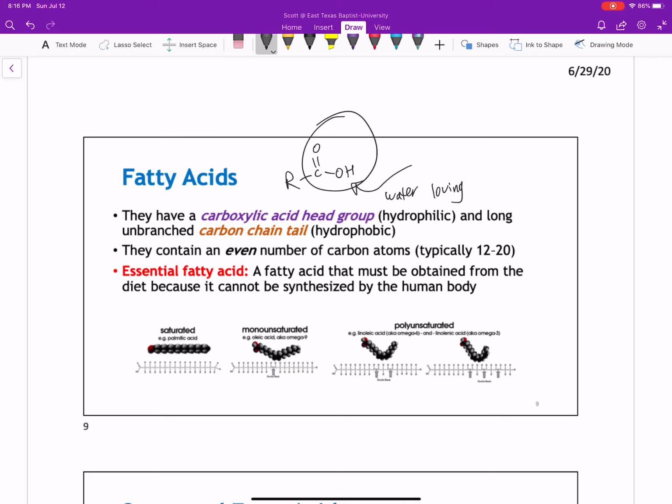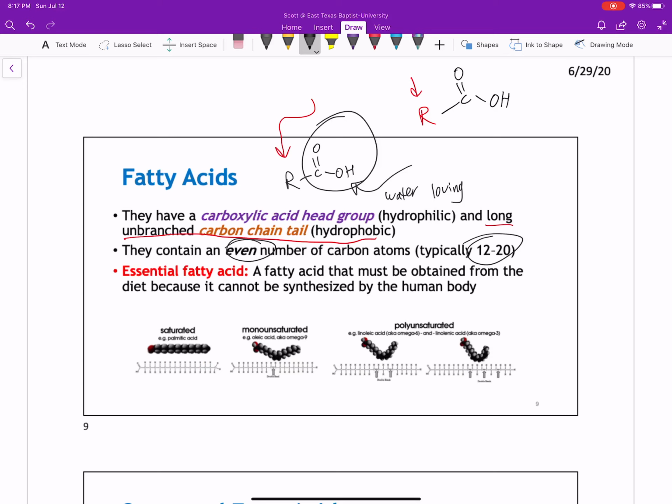But this part right here of the carboxylic acid is going to be the long, unbranched carbon chain tail, which is hydrophobic. And so what you have is a hydrophobic tail, which is a hydrocarbon chain, typically even in number, that is 12 to 20 carbons in length. And then you have a hydrophilic, water-loving head group. Now, hydrophobic means scared of water or water-fearing.